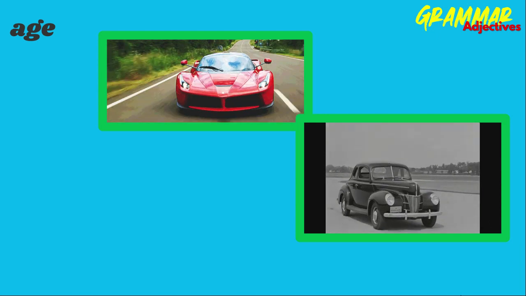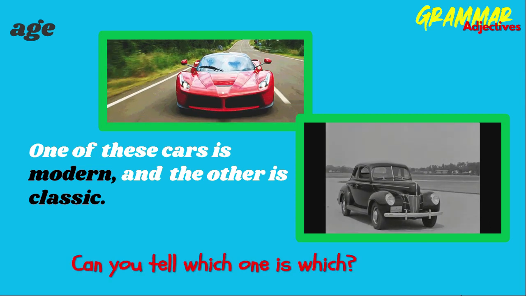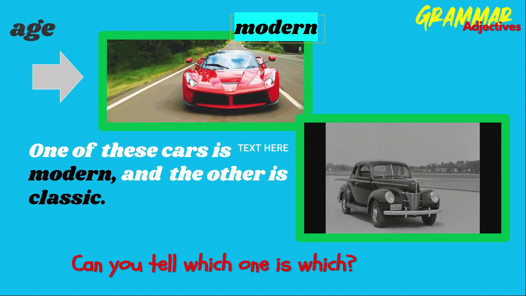It could also mean age. One of these cars is modern and the other is classic. Can you tell which one is which? The modern car is this car here, and the classic car is this old car here.